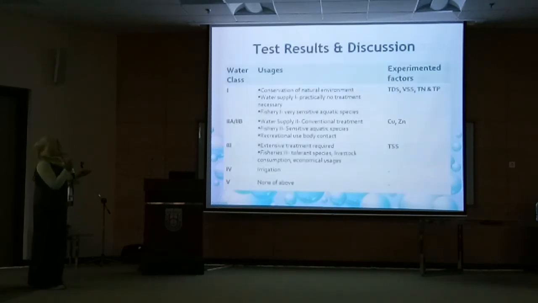Here you can see the usage for each class of water. So TDS, TSS, TN and TP are under class 1. Copper and zinc are under class 2A or 2B, TSS under class 3. So the TSS needs extensive treatment for purification.